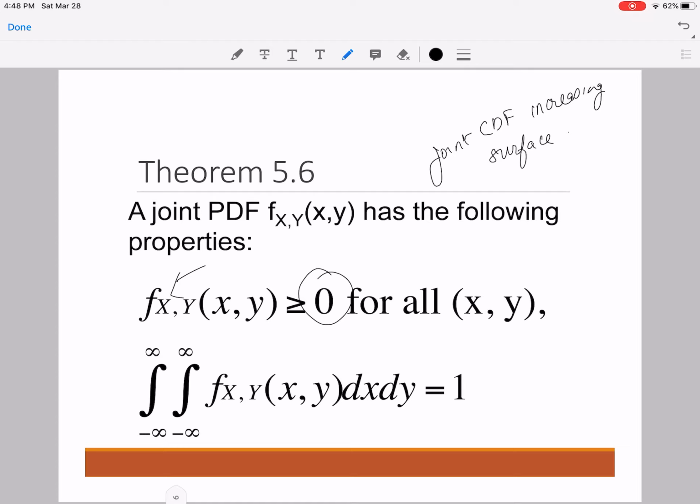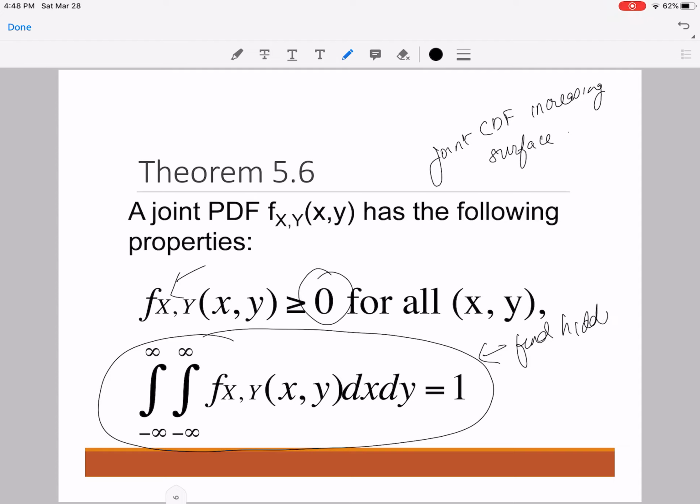Just like the case of single continuous random variables, when you integrate the PDF from negative infinity to infinity, you find the area under the curve, which is always equal to 1. Should you double integrate the joint PDF from negative infinity to infinity, that should always give you 1. Such a concept is used to find a hidden constant in the joint PDF.